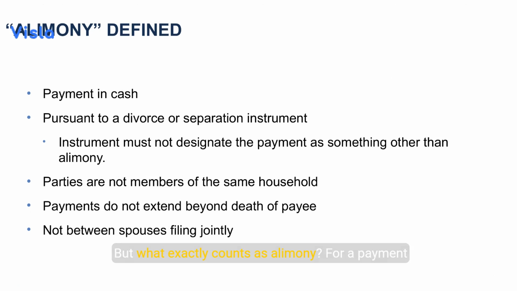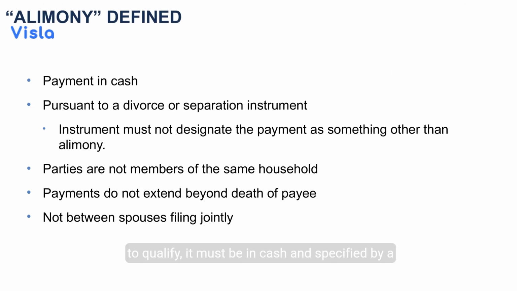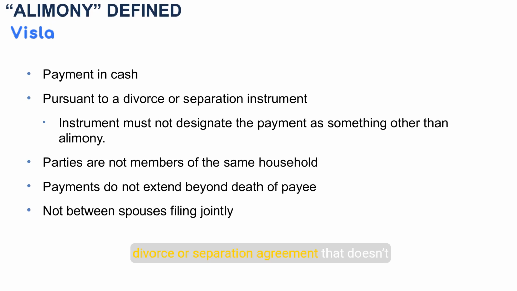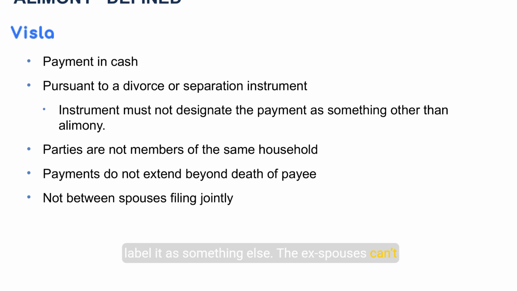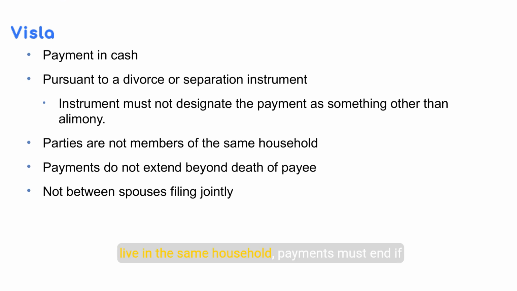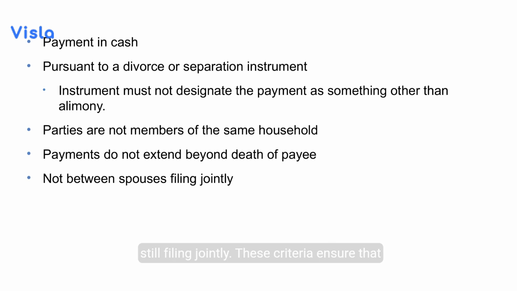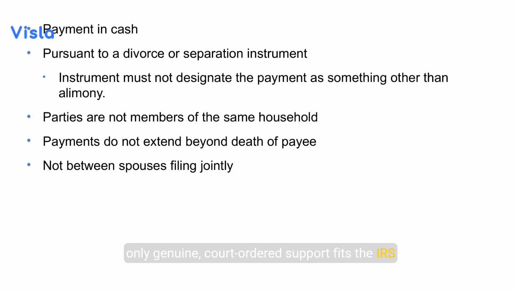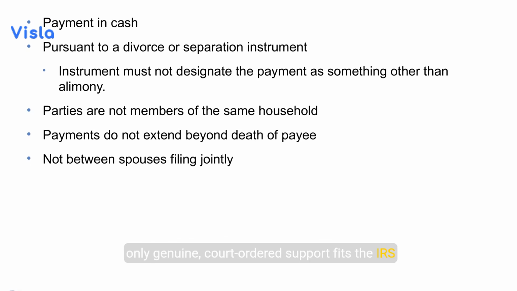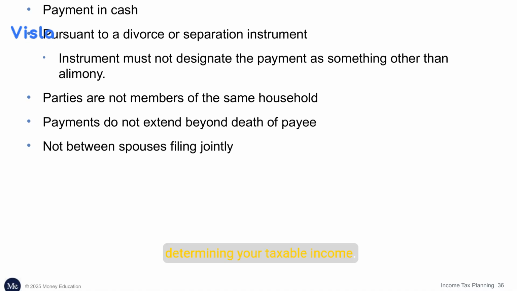But what exactly counts as alimony? For a payment to qualify, it must be in cash and specified by a divorce or separation agreement that doesn't label it as something else. The ex-spouses can't live in the same household. Payments must end if the recipient dies, and it can't apply to couples still filing jointly. These criteria ensure that only genuine, court-ordered support fits the IRS definition of alimony, which is key when determining your taxable income.